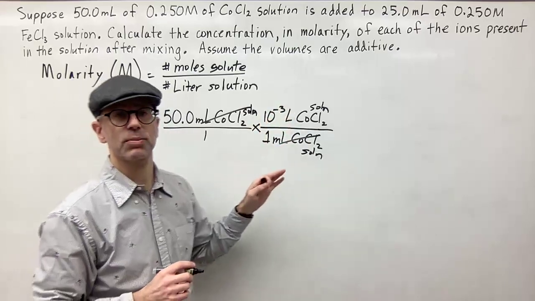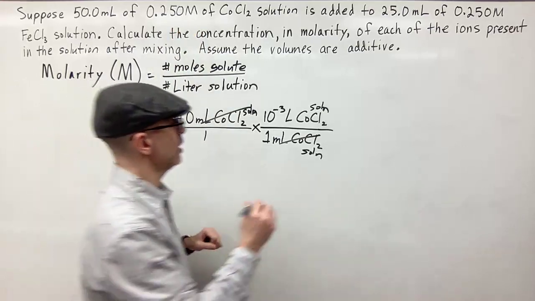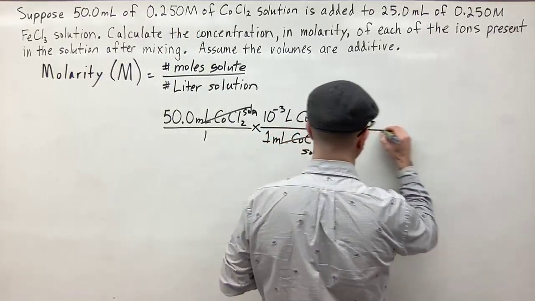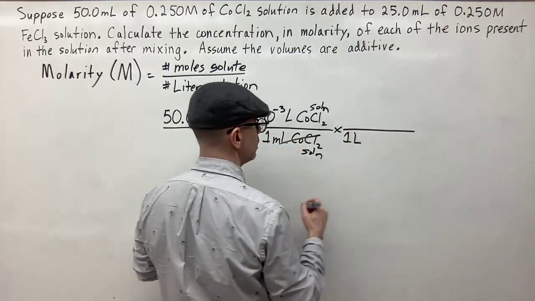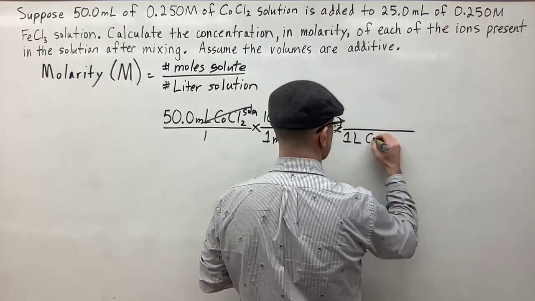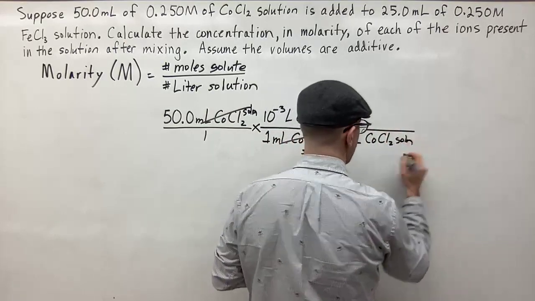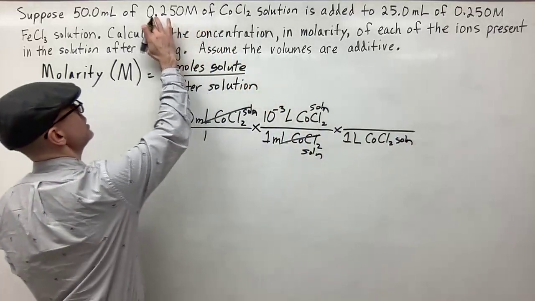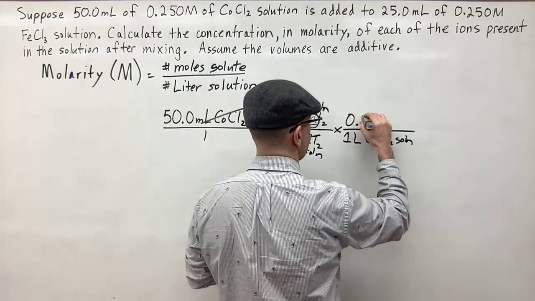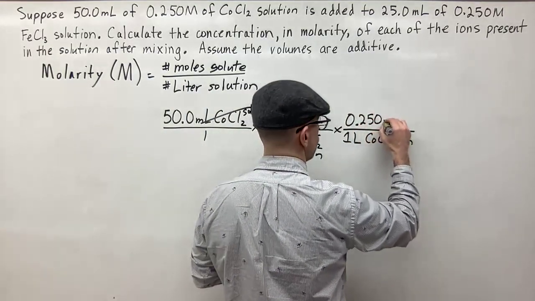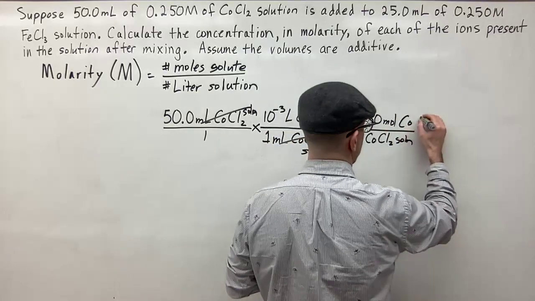So now I can use the molarity that has liters in it, so moles per liter. I'm going to put 1 liter of the cobalt-2 chloride solution on top. And in that 1 liter, I'll have 0.250 moles of the cobalt-2 chloride.